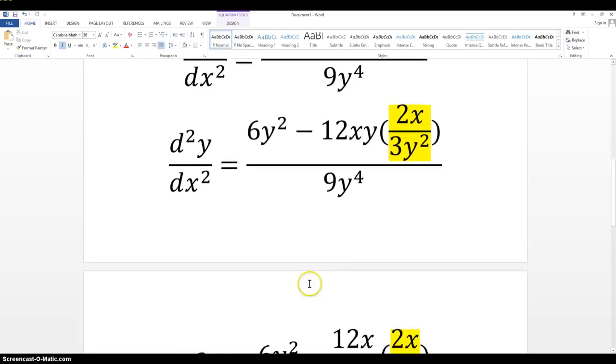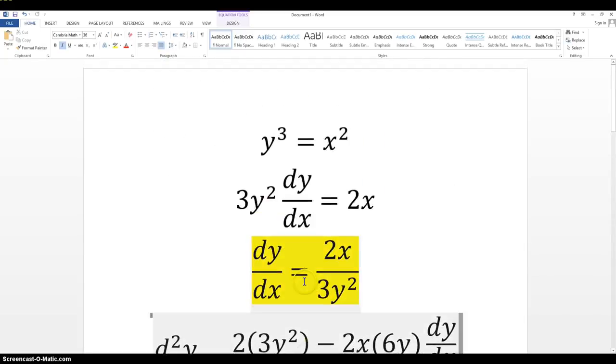Alright, so basically we did number 1, we did number 2. Don't forget, go back and finish the normal line equation for number 1.